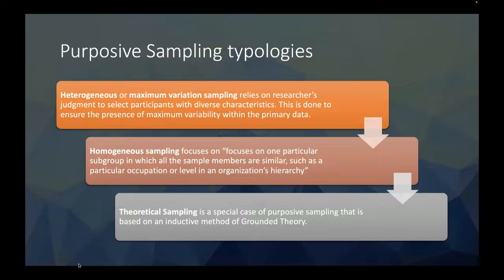So here, this heterogeneous or maximum variation sampling, I've already spoken about. That is kind of the middle of the road, king of all aces type of sampling that people say, look, I want to understand this phenomenon, but I want to make sure that I understand it from every potential perspective, from those who have a critical experience of it, those who have a typical case of it, those who are this or that.